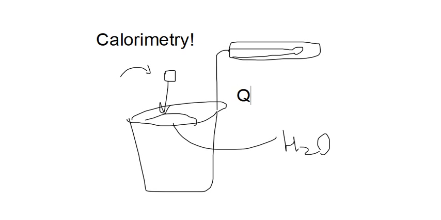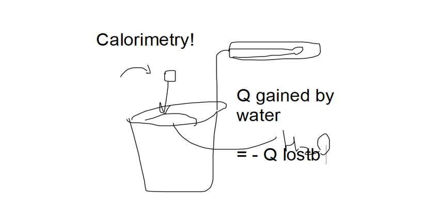So Q, heat gained by water, is equal to the opposite of Q lost by the metal or whatever we're using. That just means that all of the heat that we put into the water, or all of the heat that gets gained by the water, is all of the heat that got lost by the metal.